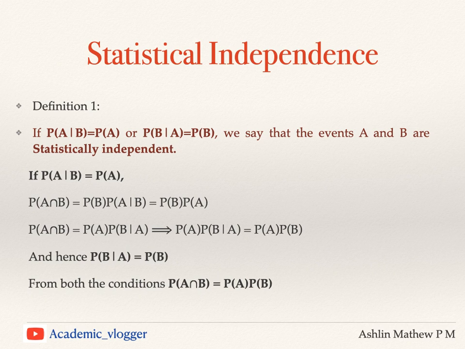So if any of those equations are valid, then A and B are statistically independent. From both these conditions, we have another condition: if A and B are statistically independent, then probability of A intersection B can be written as probability of A into probability of B.